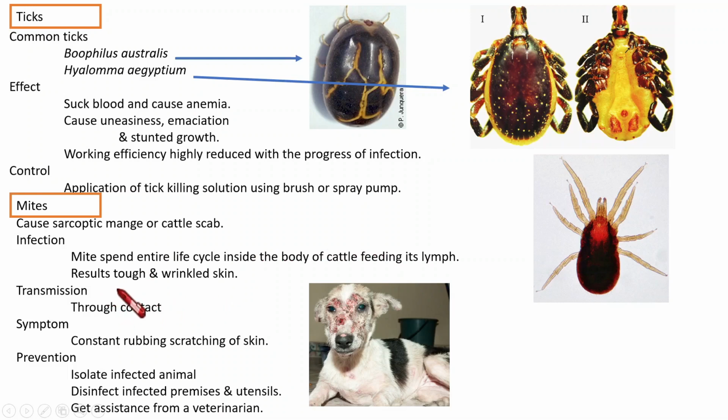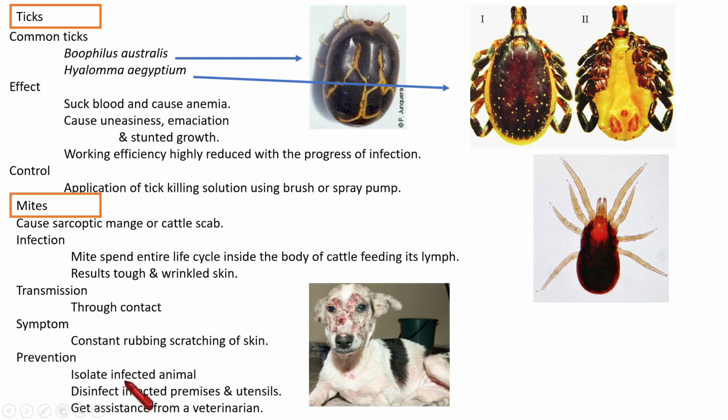Then how is it transmitted from one animal to another? Through contact. Symptom: the animal continuously rubs and scratches its skin. Then how can we prevent it?